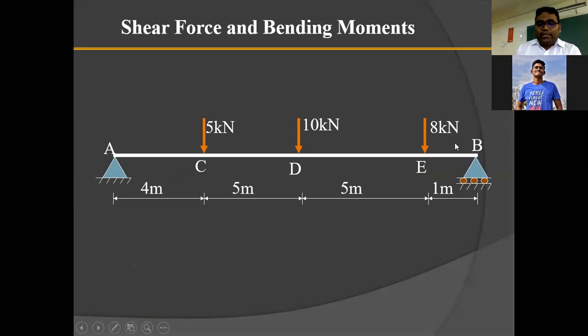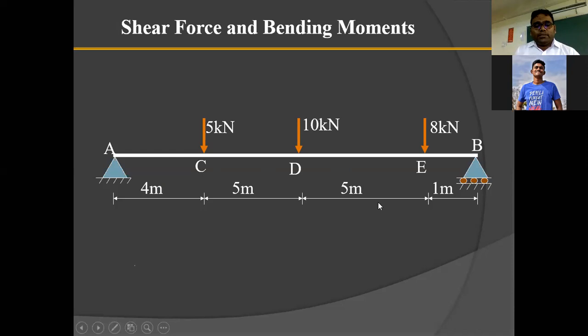I start with a simple numerical. So dear students, just carefully look at how to solve this. Section method: we will take the section at different places in this beam and we calculate the salient values of shear force and bending moment at different locations.